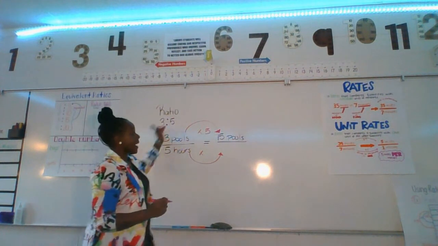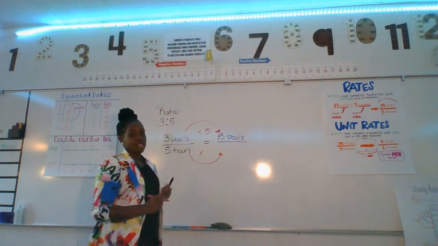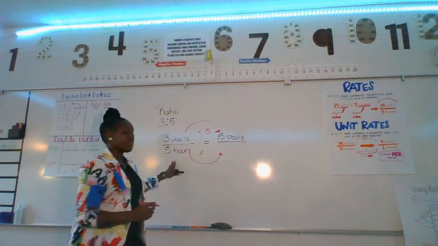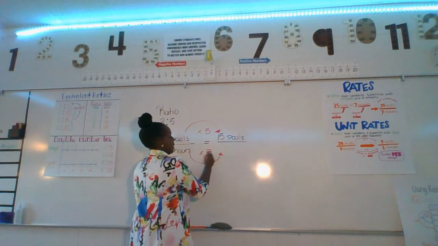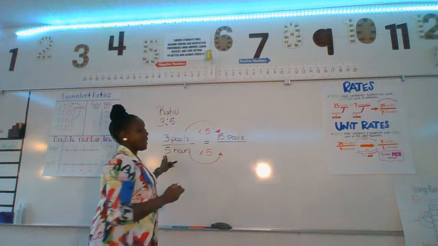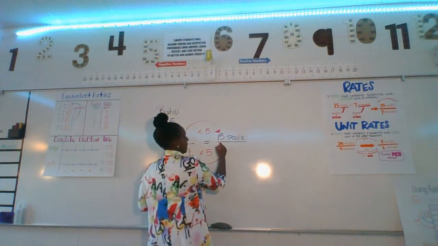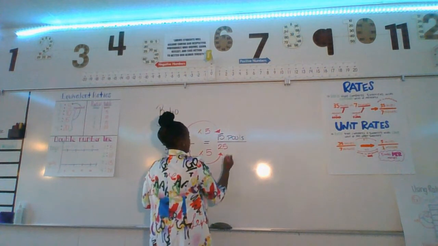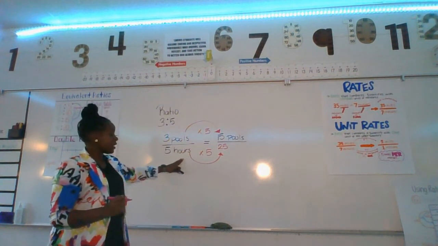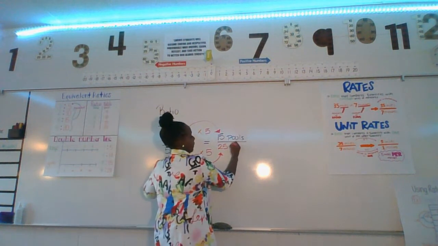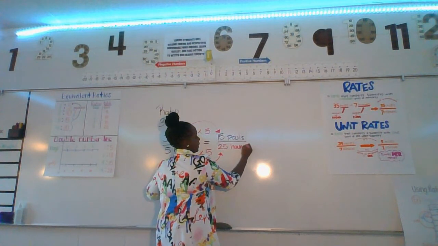Because I multiplied my numerator by 5 in order to get 15, I must do the same thing to my denominator to get my new denominator. So we say, well, what is 5 times 5? 5 times 5 is 25. The denominator's unit was hours, so we're going to put hours along with this.